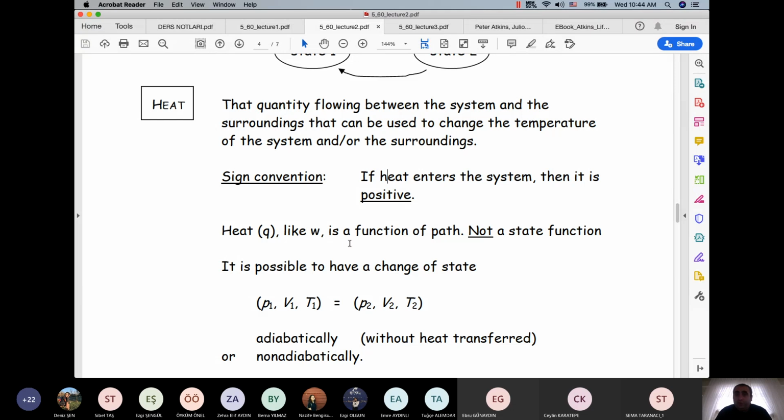The system's constant temperature is something different, what we call an isothermal process. If the system's temperature is constant, that is called an isothermal process. But if the heat exchange is not allowed, then this is an adiabatic process. So adiabatic and isothermal processes are totally different. In an adiabatic process, you can have temperature change.